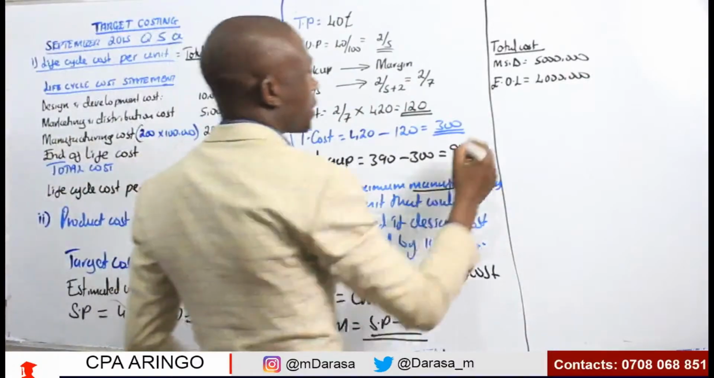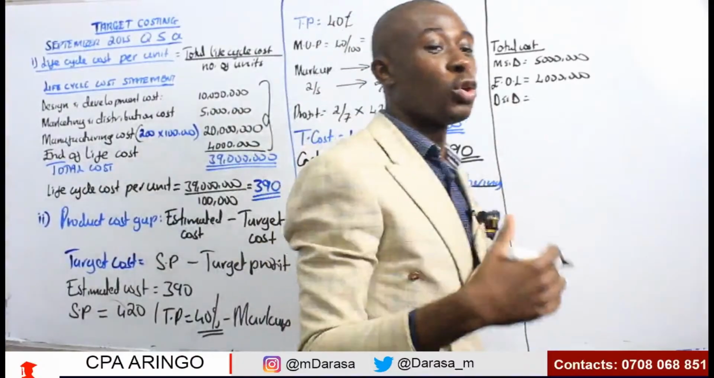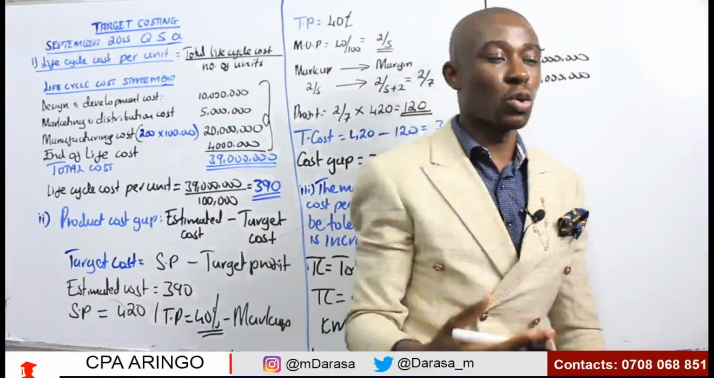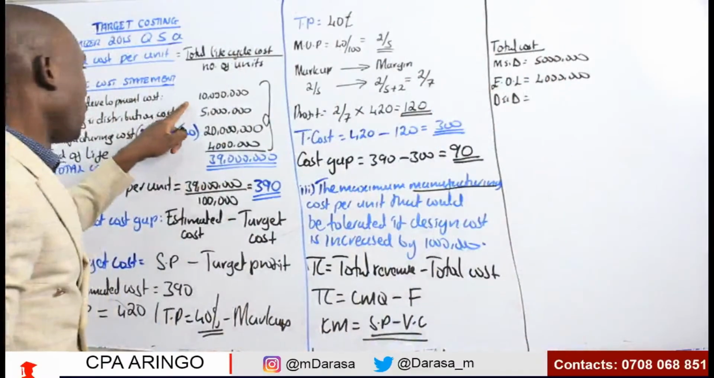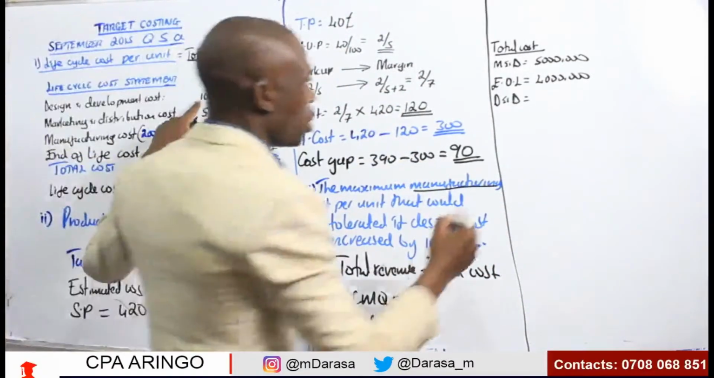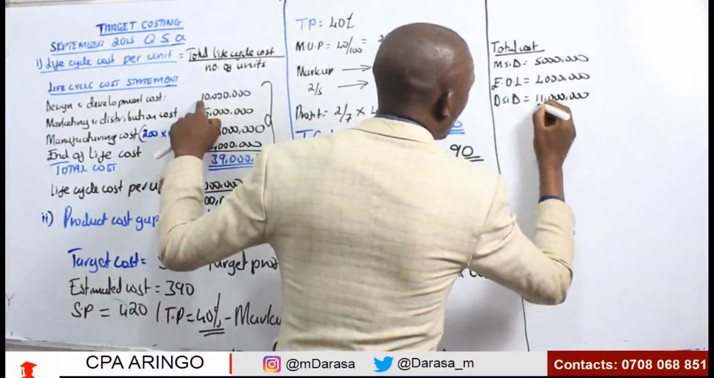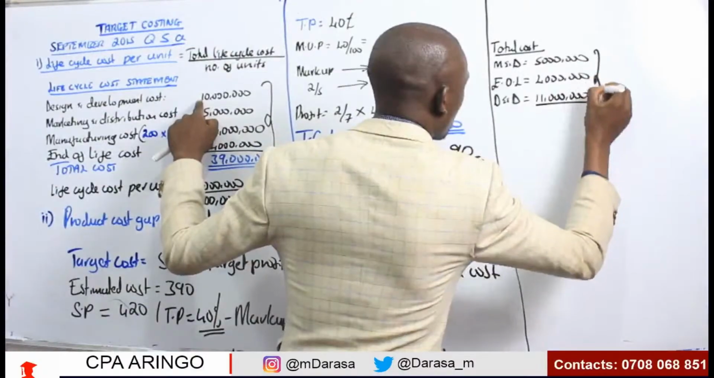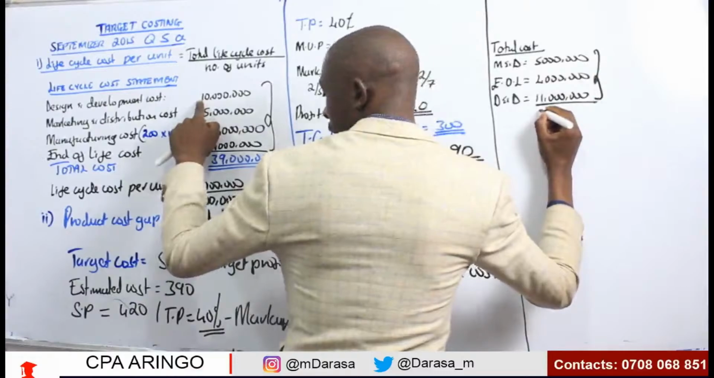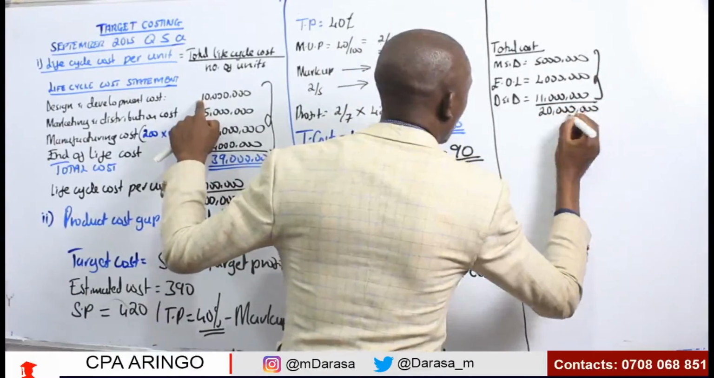Design and development. We are told that our aim is to increase design and development by 1 million. So my cost for design, I should be having the initial 10 million. We add 1 million to give us what? 11 million. So clearly this fixed cost should give us 20 million, right? That should give us our 20 million.